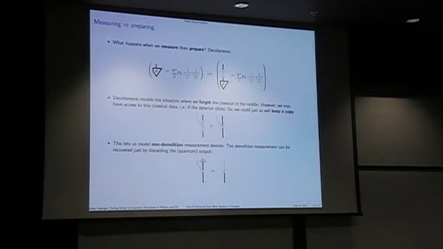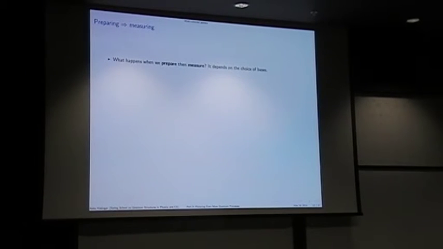And in fact, we get our usual measurement just by taking one of these non-demolition things and then throwing our quantum state in the trash, right? And that's just the usual demolition measurement. So what happens when we prepare and then measure? Well, it depends on which bases we choose. So one extreme is that if we encode in one basis and then we measure again in the same basis, well, we should just get the bit we encoded back out.